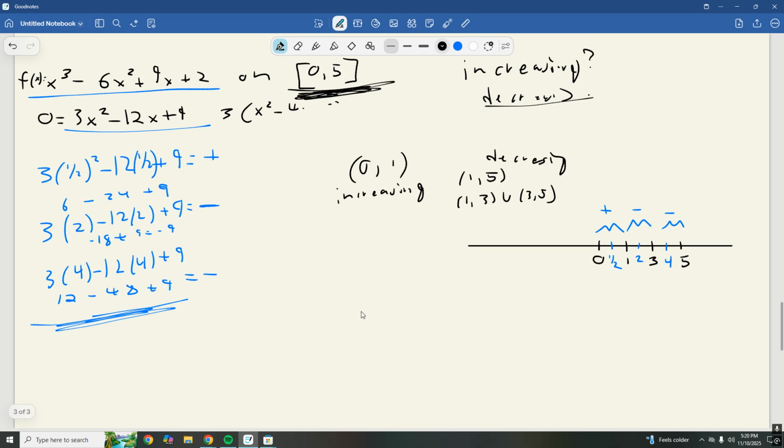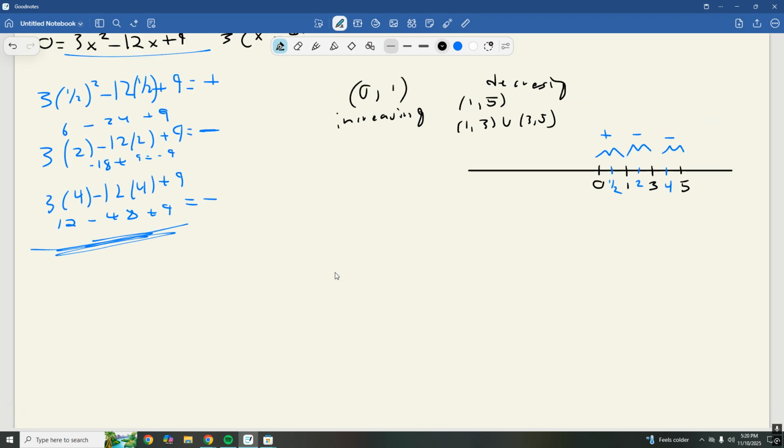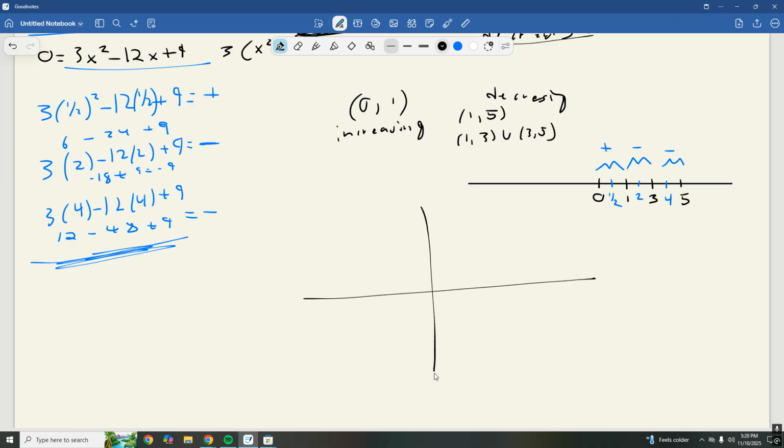And you can plot that as well on a little graph here. This is 0, 1, 3, 5. So from 0 to 1, increasing, increasing, increasing. 1, that's where the change is. Decreasing, decreasing, decreasing, all the way to 5.